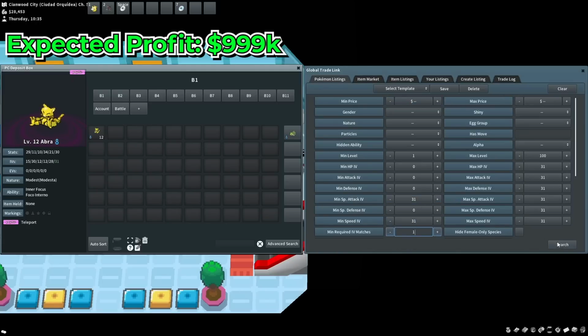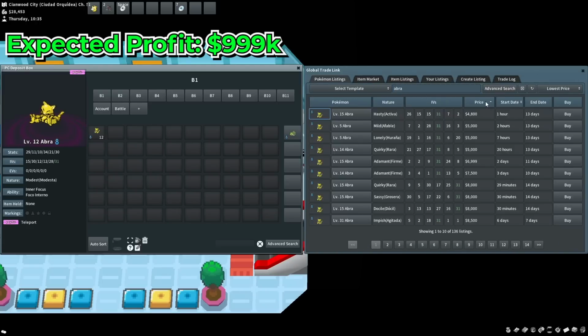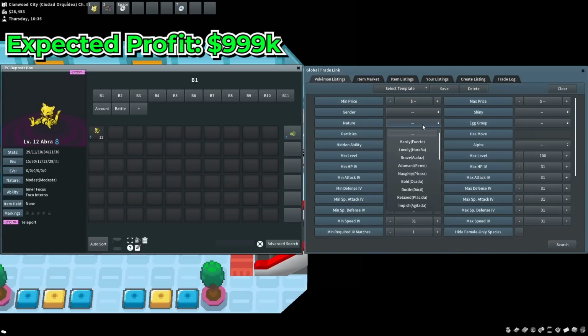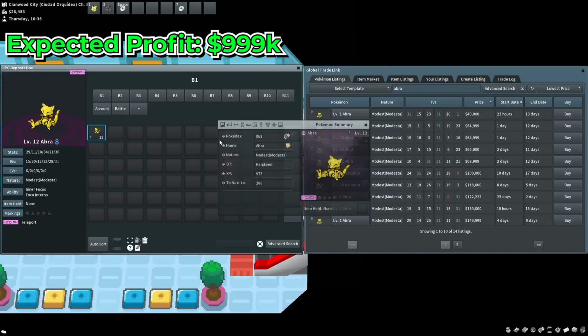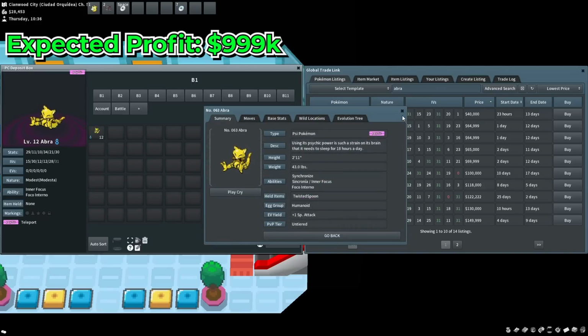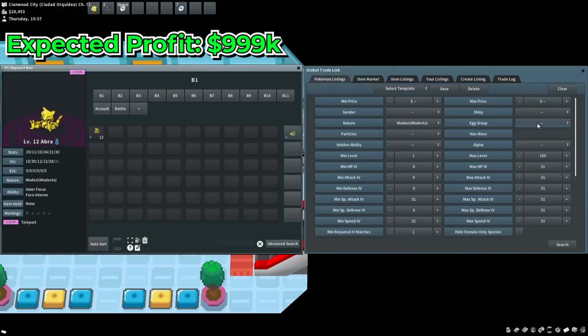Let me show you first like this, and then Abra. And they don't have a good base price for it. But then if I put Modest, I think it will go higher. Yep. So the other way to check it is going to the group here, which is humanoid, and seeing if Modest has value on it.